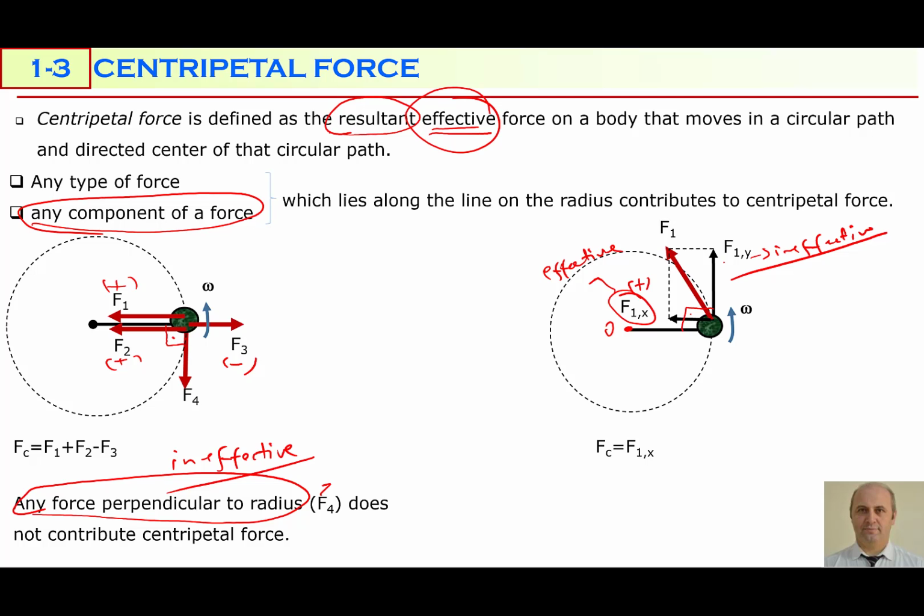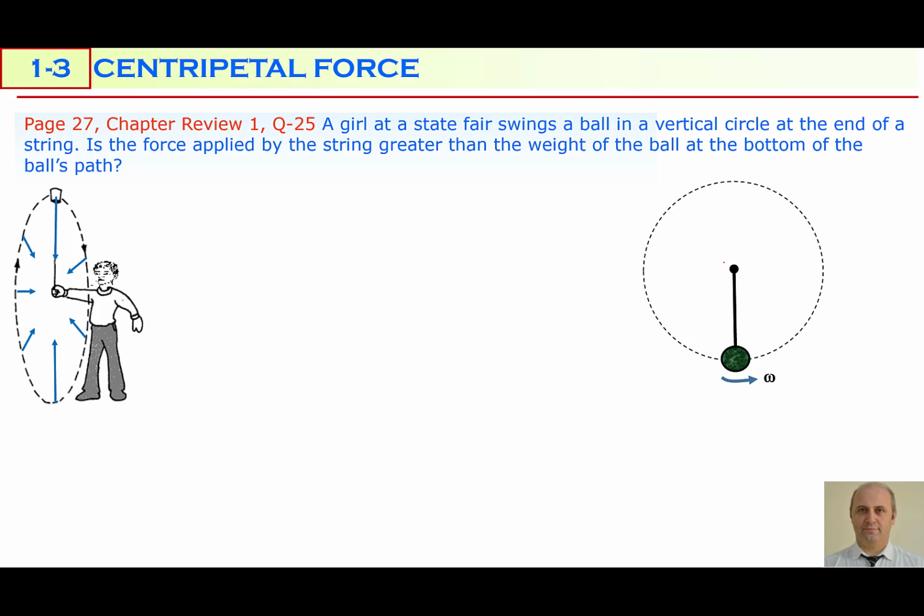So Fc is going to be F1x. For this case, the x component of the force, the component of the force towards the center of the circular path, will be the centripetal force. Now we are going to solve some exercises, some problems about these cases. For example, this is one of the chapter 2 questions.